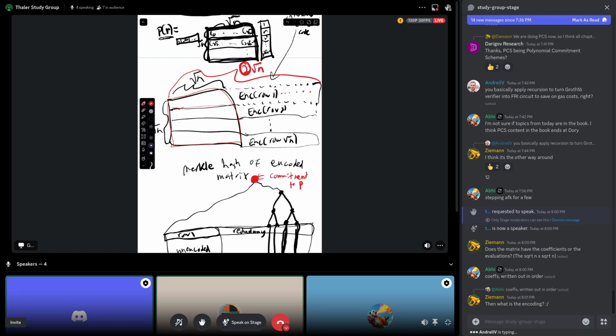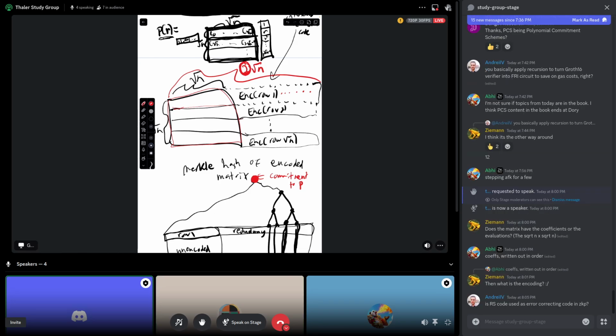Is that intuition a little bit helpful? Is it okay to say that encoding here is doing roughly the same thing that Schwarz-Zippel is doing with pairing-based or elliptic curve-based schemes? Yeah, I think so. I mean, Schwarz-Zippel is generally used.